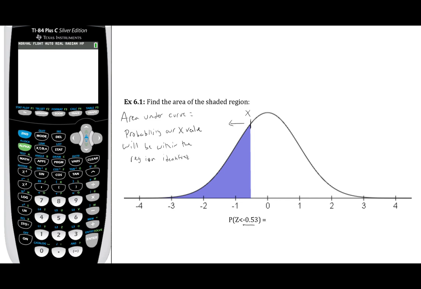And there's another video or two on the different uses of z-scores and how to calculate them. I'm going to leave you to watch those videos and learn that in a separate segment. But for right now, we're going to focus on using the TI calculator to find the area under the given curve for this region. So we want to find the area to the left of the z-score, negative 0.53. And as I was just talking about, the area under the curve is equal to the probability that our x value is in that region.